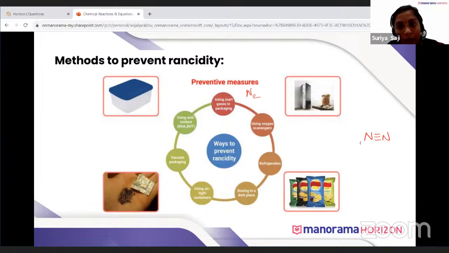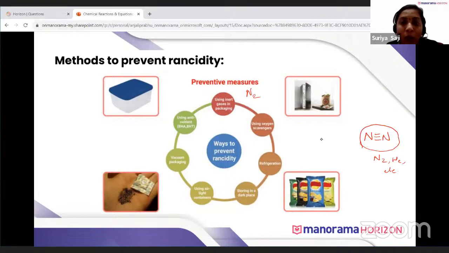So that nitrogen is considered an inert gas. So using inert gases in packing, we can use nitrogen, helium, etc. When we say inert gases, don't solely think of noble gases. We can have nitrogen as well. So why is nitrogen unreactive? Because of the strong triple bond in nitrogen. This is a fact that you can keep in mind.